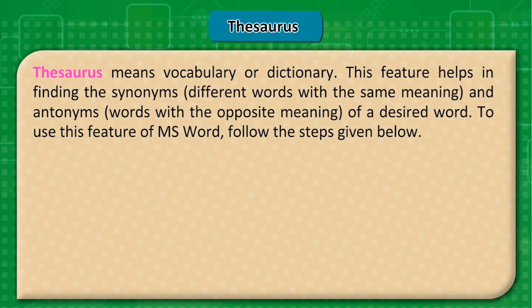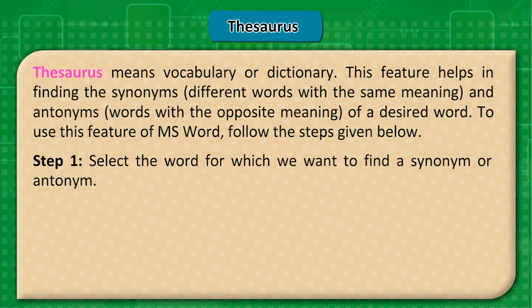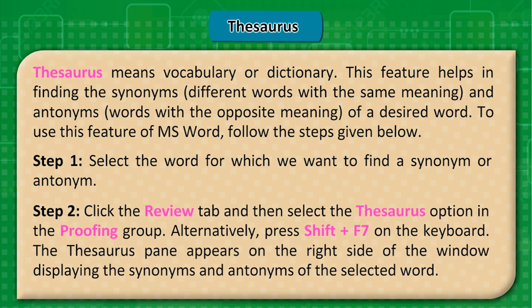Thesaurus. Thesaurus means vocabulary or dictionary. This feature helps in finding the synonyms, different words with the same meaning, and antonyms, words with the opposite meaning, of a desired word. To use this feature of MS Word, follow the steps given below. Step 1. Select the word for which we want to find a synonym or antonym. Step 2. Click the Review tab and then select the Thesaurus option in the Proofing group. Alternatively, press Shift+F7 on the keyboard.